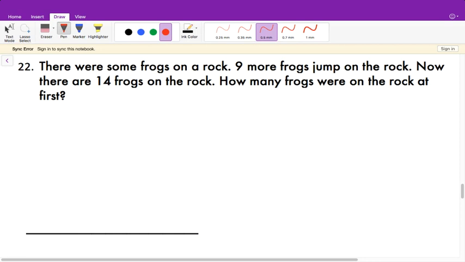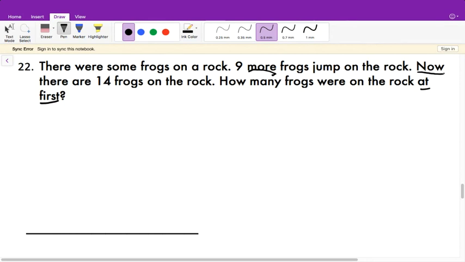That's right. It's a start, change, result because we can see some of these keywords. So we talked about start, change, result, and we know in a start, change, result, we're adding more or we're giving some away. And we can see here that 9 more frogs come to the rock. So we're adding more frogs. And we also see our question sounds like a question we saw earlier. How many frogs were on the rock at first? And we remember at first means the start. We also see the word now. And we know when we see now, that's telling us the result.